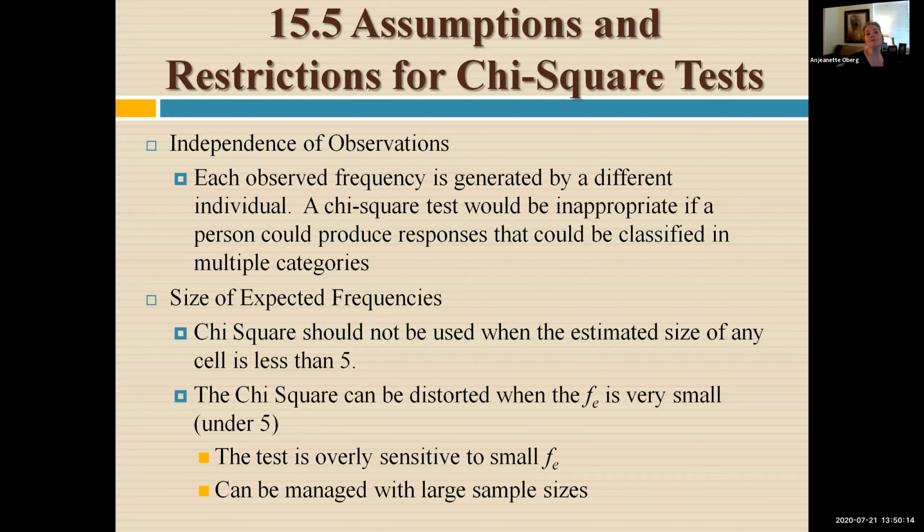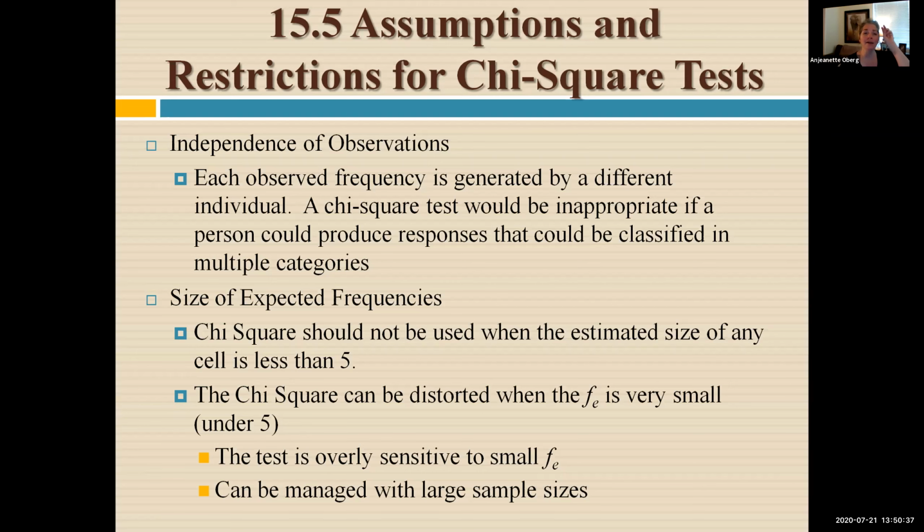First of all, every single count or frequency needs to be a separate person. You can't have one person giving you data in every category. They're either in one category or the other. If you have one person producing multiple responses, that's not a nominal variable, so a chi-square is not appropriate.